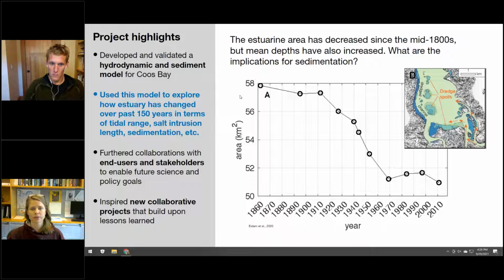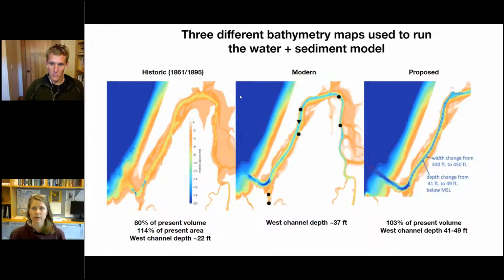So we were interested to go in and see if we could evaluate the effects of decreasing area and increasing volume on the hydrodynamics, so the flow of water through the estuary, as well as the sediment dynamics. We took the digitized historic maps and recreated a bathymetric grid for the model for the historic mid to late 1800s case. And we reran the model on that, and then we had already been running the model on the present day case. And then we also recreated the grid again to reflect the proposed channel deepening on the west side for the deep draft development project.